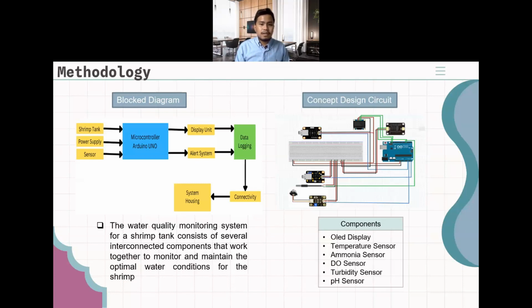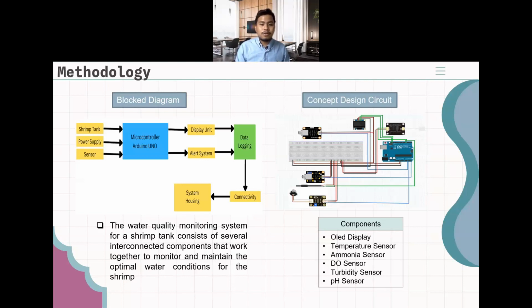Third is the sensor. These are the essential devices that measure various water quality parameters such as temperature, pH, dissolved oxygen, ammonia, and turbidity. The sensors are placed in the shrimp tank and collect real-time data regarding the water condition. The next part is the microcontroller, Arduino Uno. It receives the data from the sensors and processes it to determine the current water quality status. After the microcontroller, we go through the display unit. The display unit provides a user-friendly interface to present the real-time readings of water quality parameters.